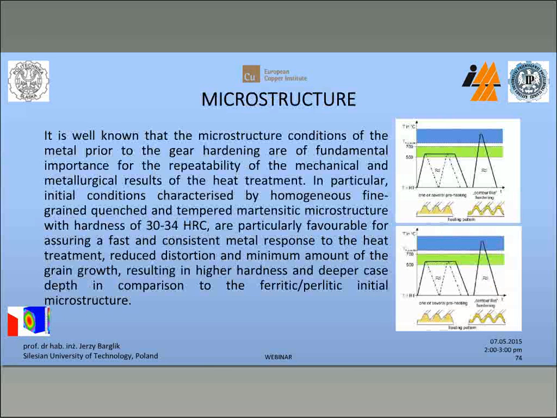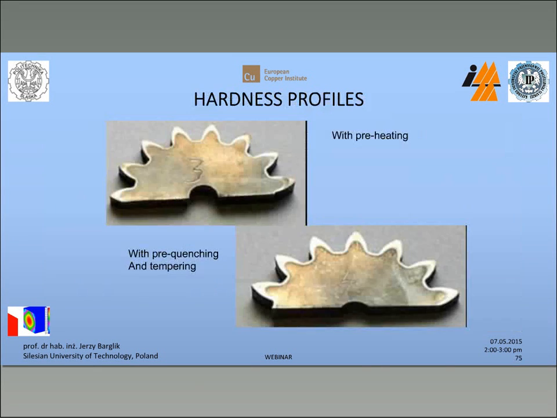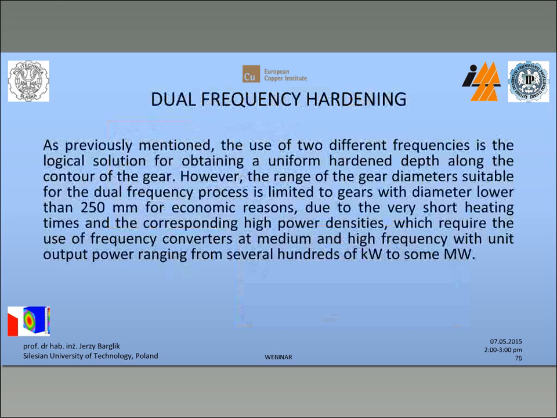And of course, there are different possible conditions of heat treatment. So we could start with preheating the temperature to about 500 centigrade by medium frequency, and to higher temperature by high frequency field current. And we have the received hardness profile with preheating or with pre-quenching and tempering, so you could compare these photos. And of course, dual frequency hardening.